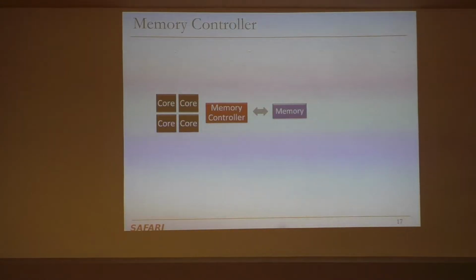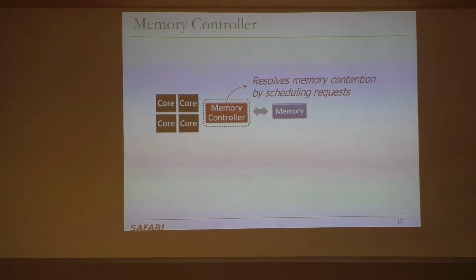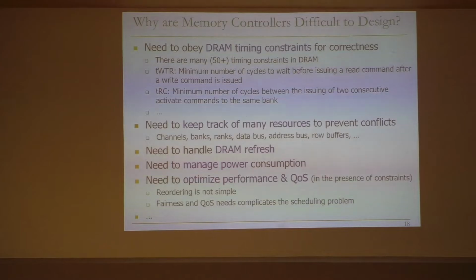We basically wanted to look at memory control, and we knew that memory control design was very difficult. We wanted to schedule requests to maximize performance. And memory control design is actually very hard. I could talk a lot about this. I guess I have 1 minute to digress. Basically, you need to obey a lot of DRAM timing constraints. You need to keep track of many resources. You need to handle DRAM refresh.